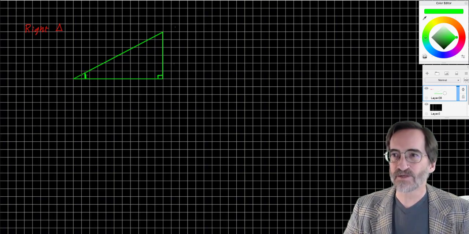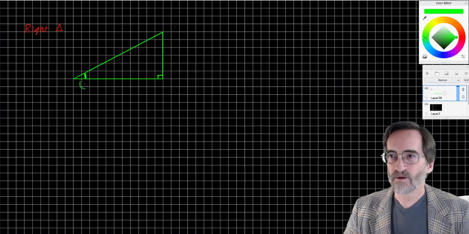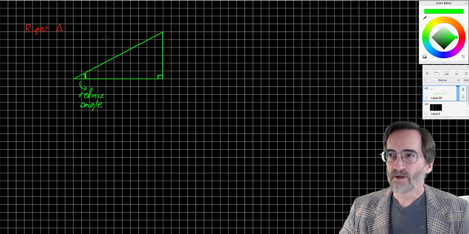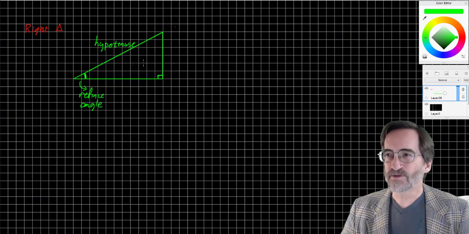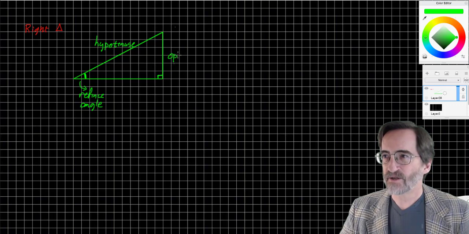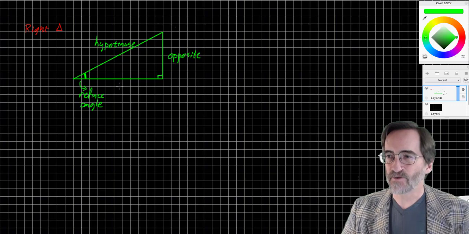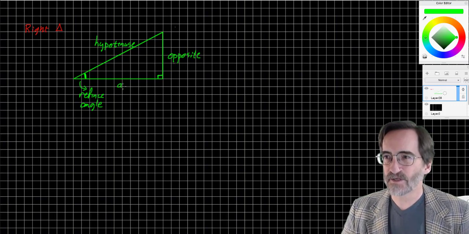Now, in this case, we have a reference angle. With a reference angle, we name all the sides. The long diagonal is always called the hypotenuse, regardless of what side is the reference angle. But when we go opposite the reference angle, that is called the opposite side. And the leg next to the reference angle is the adjacent.